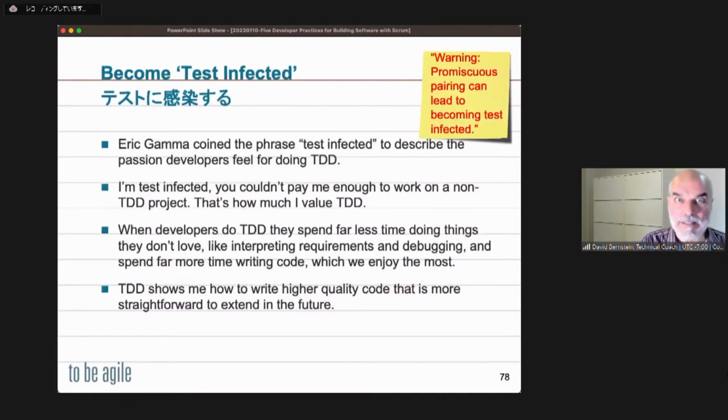So become test infected. This is the term that we use that describes the value of doing TDD. People who love doing TDD are test infected. I'm test infected, and my goal when I teach the advanced class is to get other developers test infected. Most of the developers who finish my class actually do TDD ever more like I do, because it's such a powerful process.